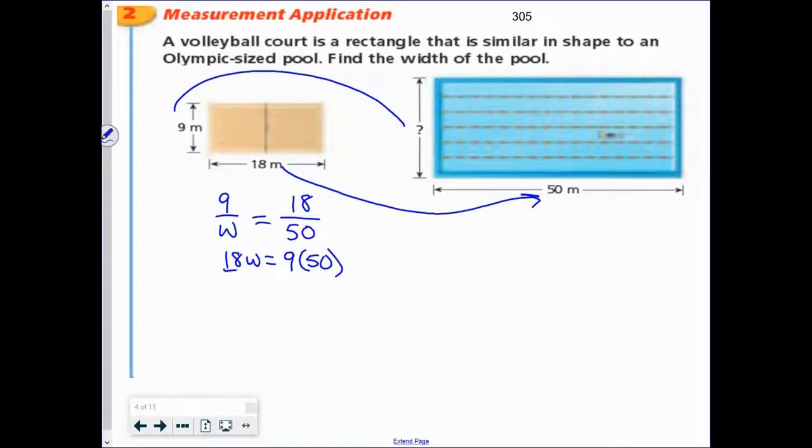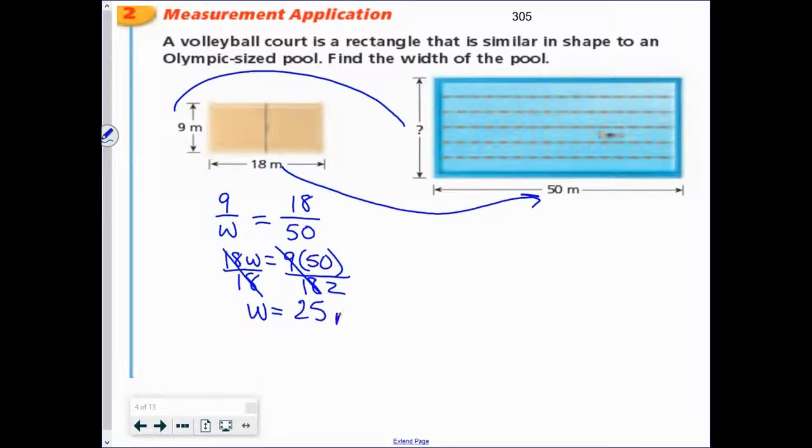I divide both sides by 18. 18 and 18 cross off. 9 goes into 18 2 times. 50 divided by 2 is 25.